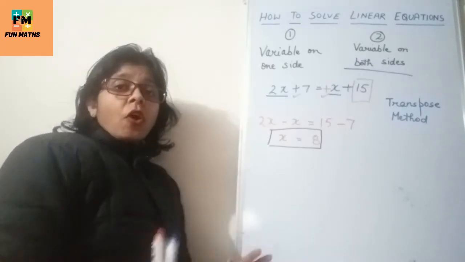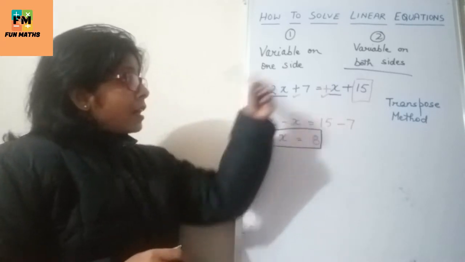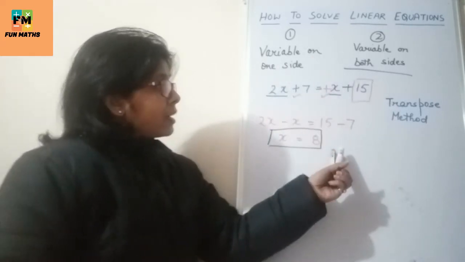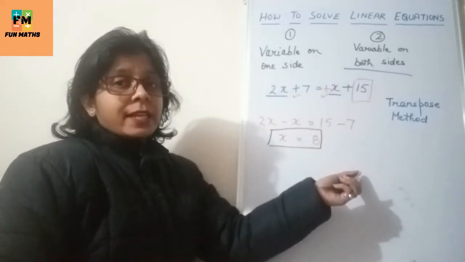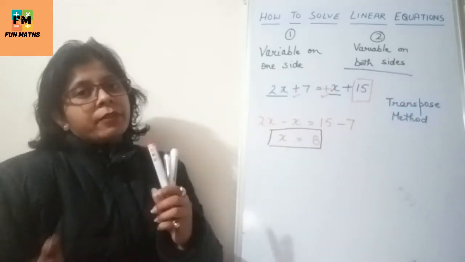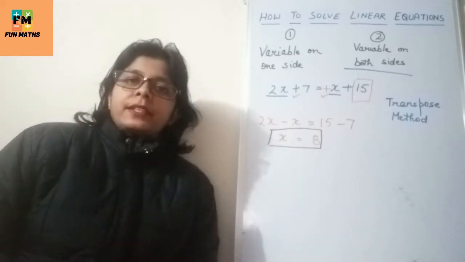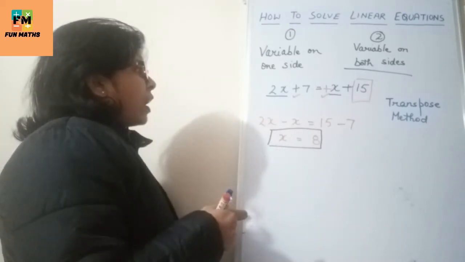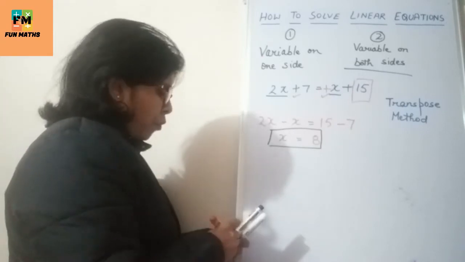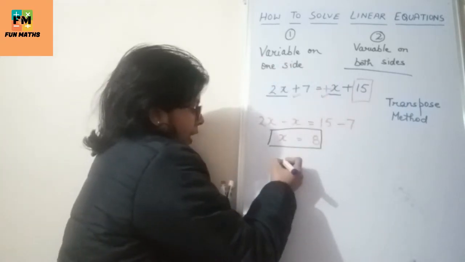I hope you all have understood this, how we got this, and this changes of sign on different sides of the equation is known as what? Transpose method. When we change the sign, it is known as the transpose method. So I hope it is very easy. If you want, we can have one more example. Let me write one more equation. I am writing now.